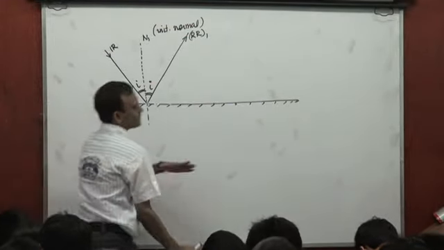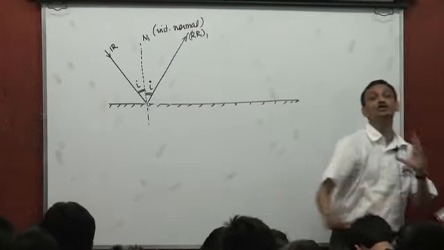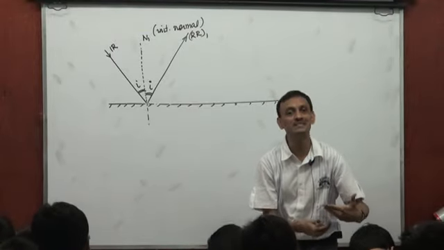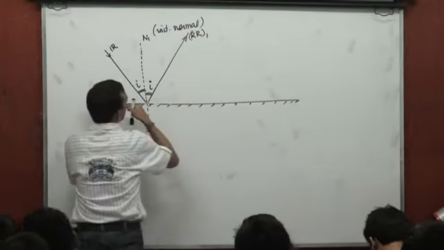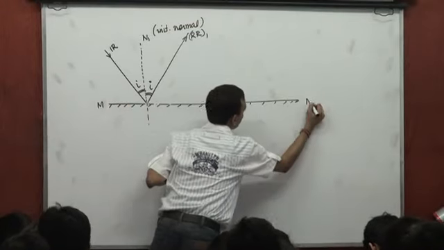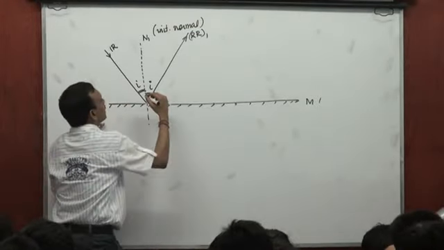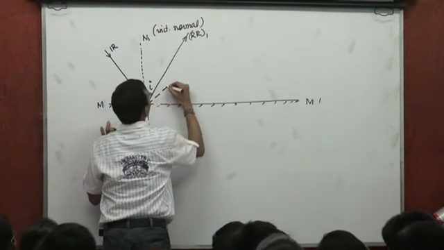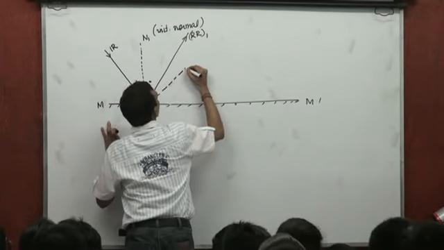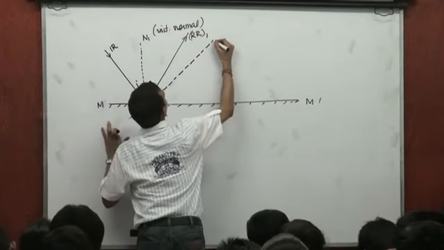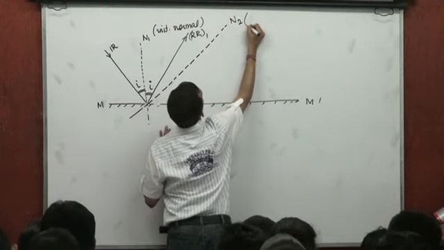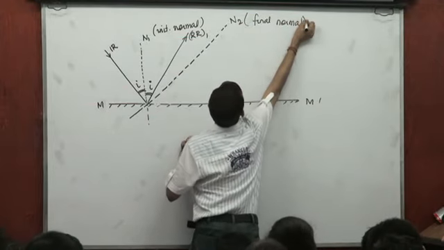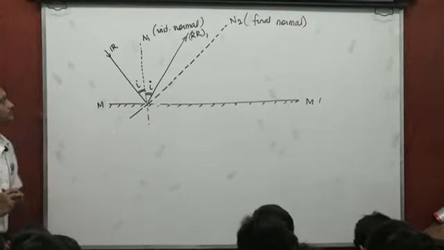Let me rotate the mirror by an angle theta and observe the new reflected ray. The incident ray will be the same. The new reflected ray is what I am seeking. So when I rotate the mirror by an angle, this was the mirror, let's say MM prime, and I rotate the mirror by an angle theta, basically then I am arriving at a new normal. This is the new normal, N2, the final normal.